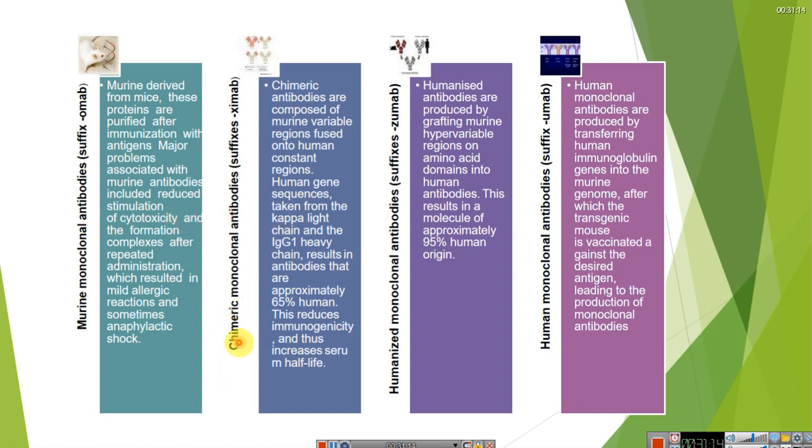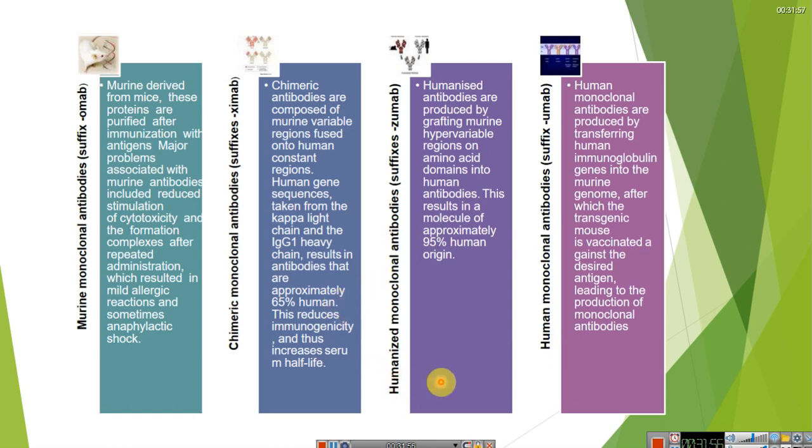Now chimeric antibodies are composed of murine variable regions, as you know already. Human gene sequences taken from the kappa light chain and the IgG1 heavy chain result in antibodies that are approximately 65% human. So what is being done here? Constant region domains are taken, and that results in about 65% human amino acids. So this helps in reduction of immunogenicity and also increases the serum half-life. So the more human the sequence, the more the retention, or clearance from the system at a lower rate.